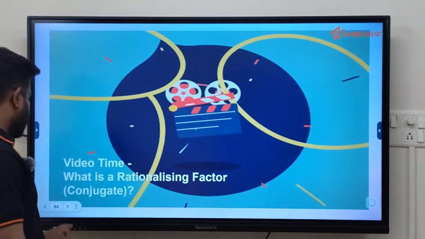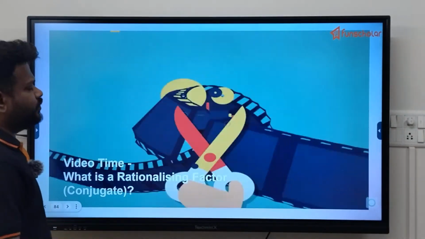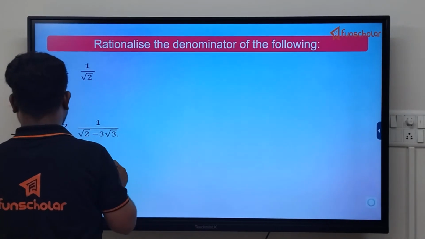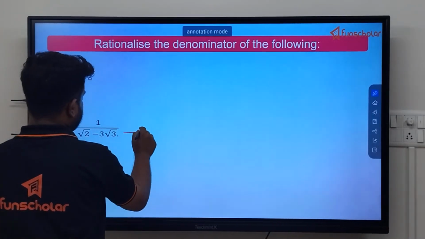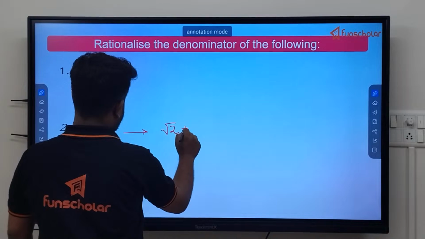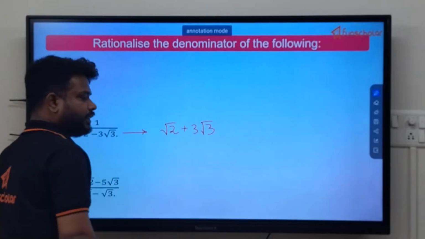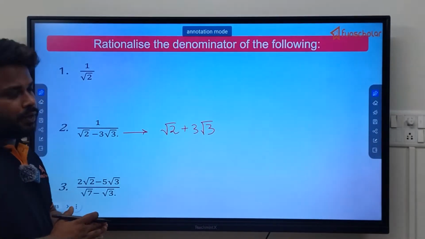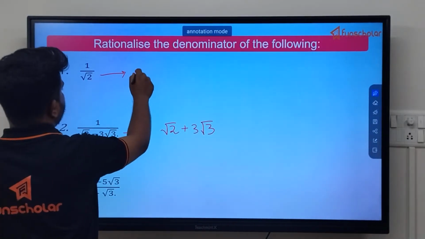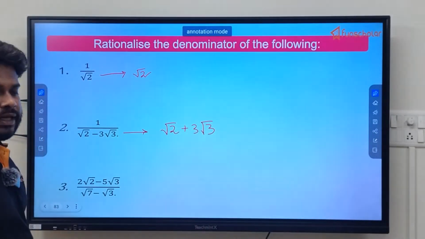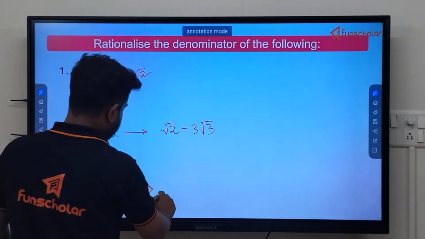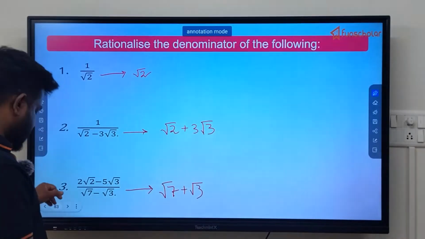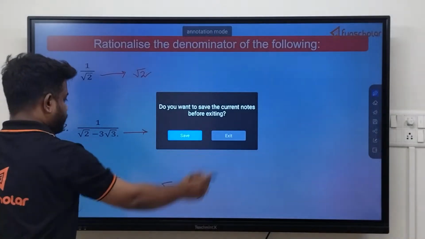So what is the rationalizing factor or conjugate? Conjugate means, for this number, the conjugate will be like this. The sign will get changed. For this one, the conjugate will be the same number itself. For this one, the conjugate will be root over 7 plus root over 3. So these will be the answers.